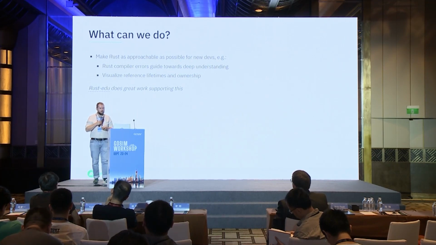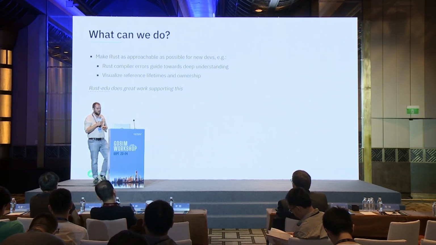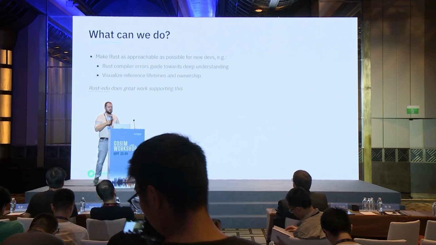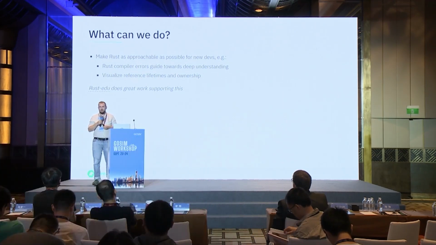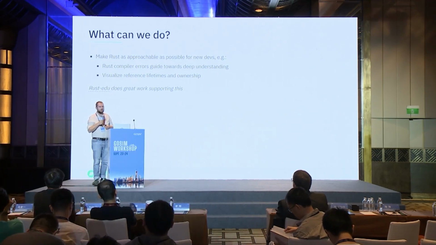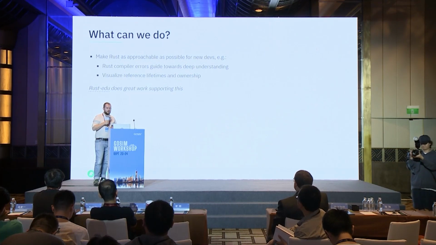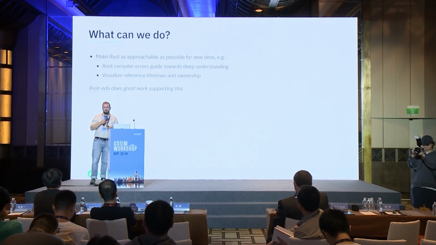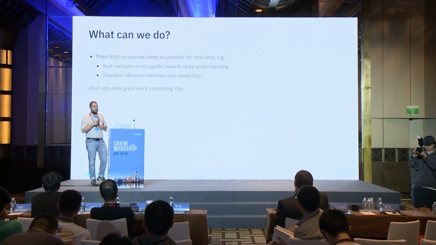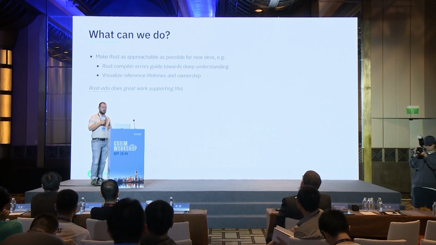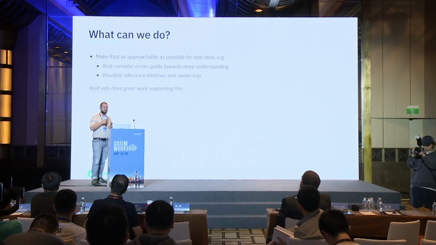So what can we do about this? One approach is to make Rust as approachable as possible for new developers. This is also something that Josh talked about yesterday. And one of the cool things is you can improve the compiler errors even more to help people really understand what is going wrong.